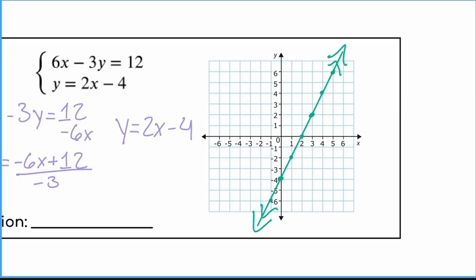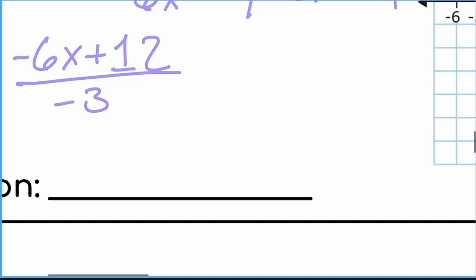So if I have the exact same line twice, and my solutions are going to be where 2 lines cross, how am I going to know what my solution is if my 2 lines lie right on top of each other? How many solutions do you think I'm going to have? Infinite. Yep. So for this, your solution is infinite solutions.